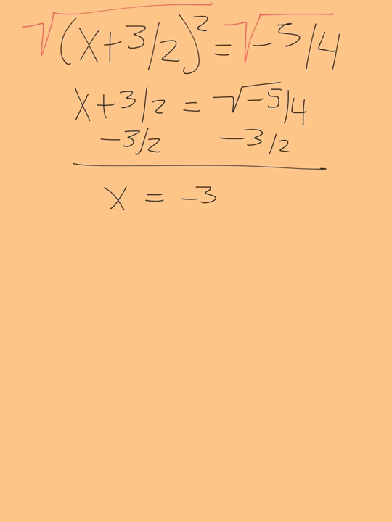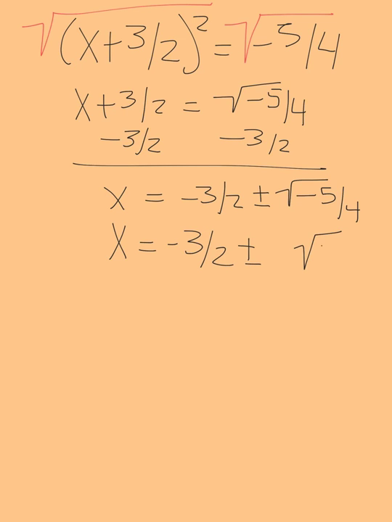So x will now equal negative 3/2 plus or minus the square root of negative 5/4. And we can simplify this to 5/2, but we are going to have an i because of the negative, and we'll make a note down here.